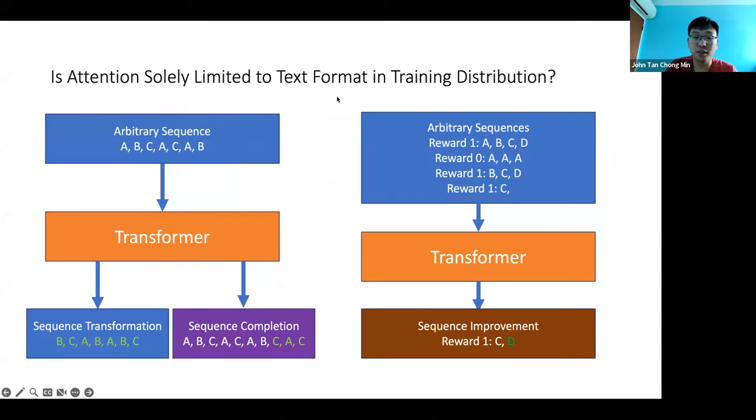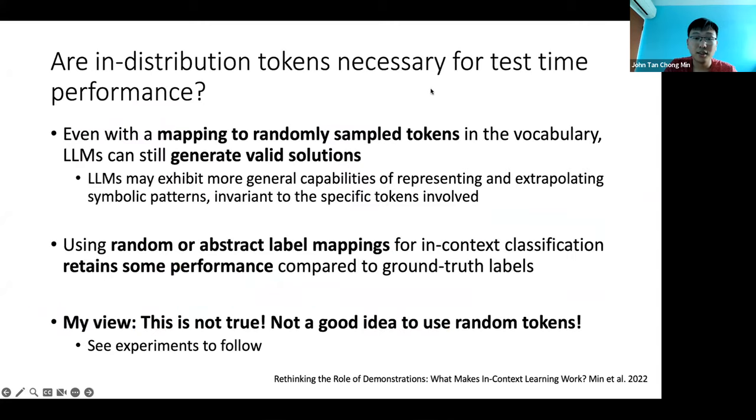So let us zoom in on the first one. This is the key question that this paper is trying to target: are in-distribution tokens necessary for test-time performance? If I use arbitrary tokens, like what I said earlier, like "I", "jump", "war", very, very random tokens, can this still be used to do pattern matching? Do I need to preserve the same kind of distribution as at training time?